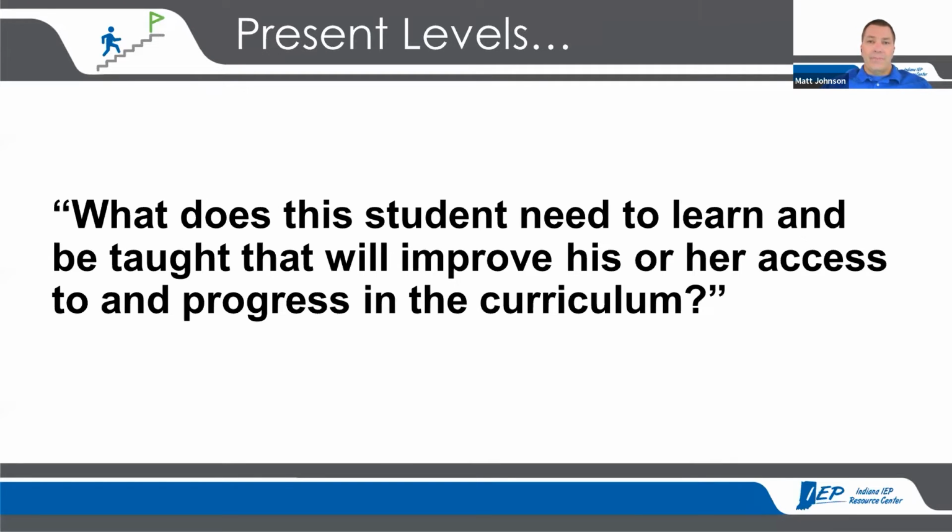So when we go through present levels of any kind, whether it's the big one on existing data or looking at the goal, we should have an idea of what the student needs to learn and what needs to be taught that will improve their access and or progress in the curriculum. I use the terms learn and taught specifically because there's some things that the SDI can be. Excuse me, I think I had those flipped up. It should be the other way around.